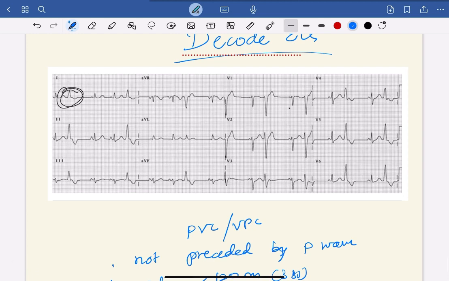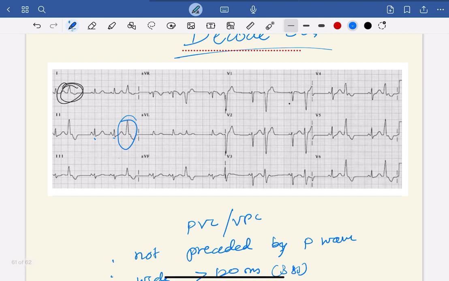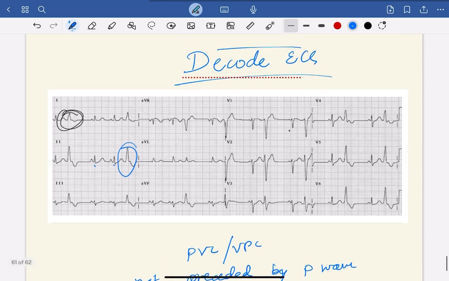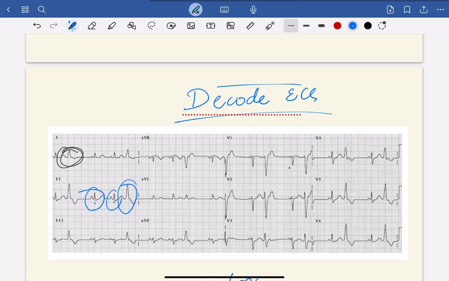If you see carefully, almost every third beat is your VPC. So this could be ventricular trigeminy. When VPC happens every second beat, or every other beat is a VPC, it is called ventricular bigeminy. When every third beat is your VPC, it is called ventricular trigeminy. When every fourth beat is your VPC, it is called ventricular quadrigeminy. So here, see, this is a sinus impulse and this is also a sinus impulse, and this is your VPC. So every third beat is your VPC, so it's called ventricular trigeminy.